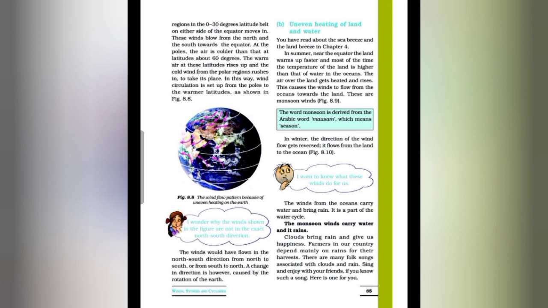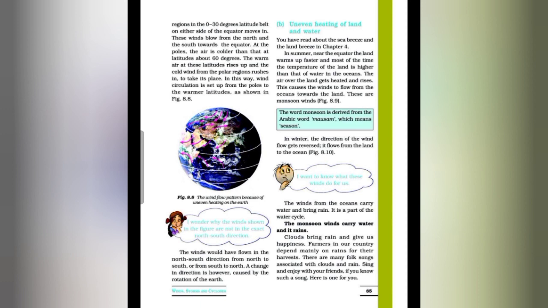The hot air that rises from the equator gets cooled and becomes heavy. It comes down near 30 degrees north and 30 degrees south latitude. This area becomes a region of high pressure. So from here the winds blow towards the equator and towards the pole. These winds blowing towards 60 degrees north and 60 degrees south latitudes are called westerlies.